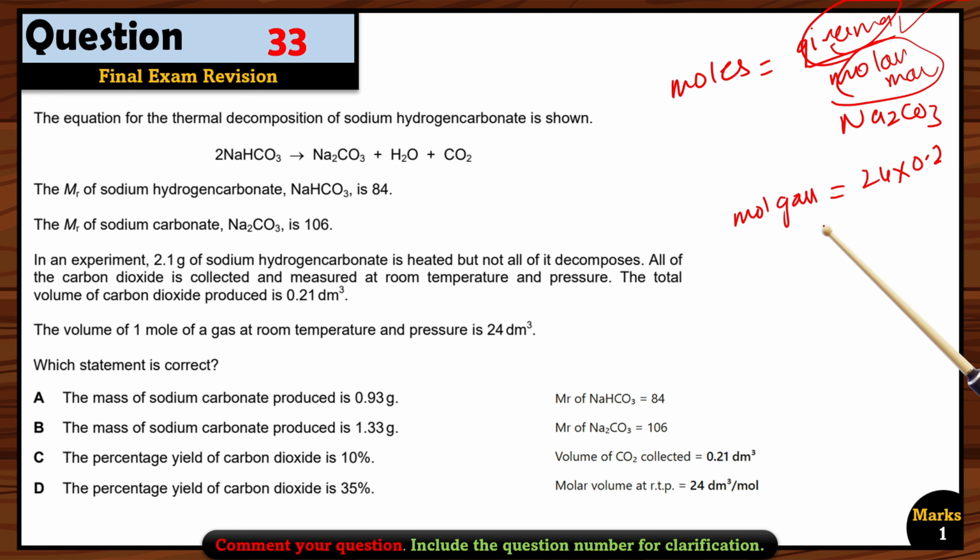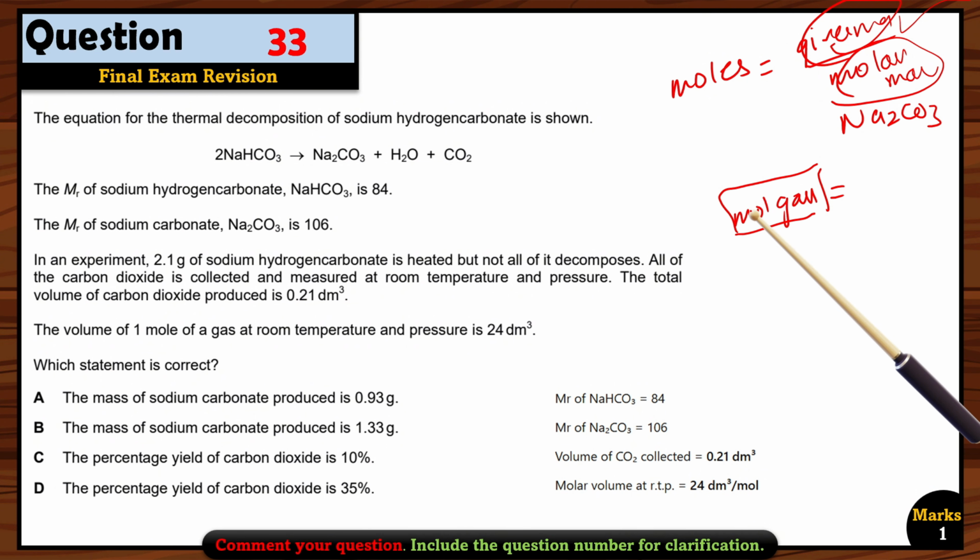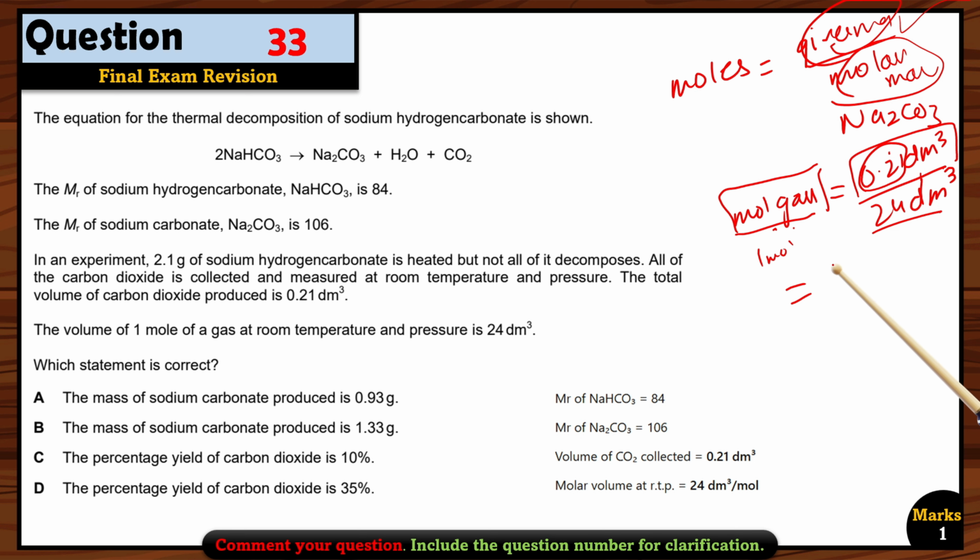Moles of the gas is actually, how can you find the moles of the gas? You have to take the 0.21 dm cube, the volume, and then divide it by 24 dm cube, right? So when you divide it by 24 dm cube, you will get your moles. If it was 24, you would get 1 mole of gas, but it is 0.21. Now when you do the calculation, you will find the answer will be almost 0.007 something, right?